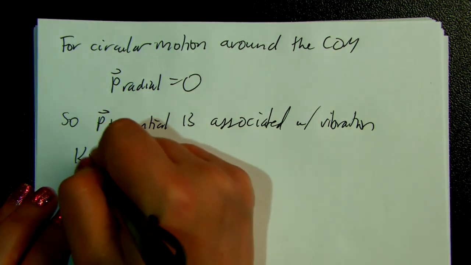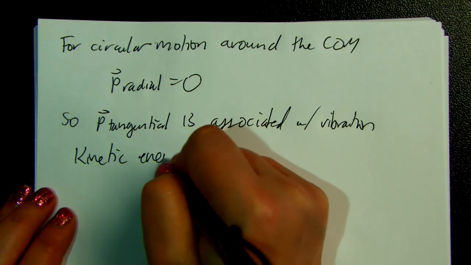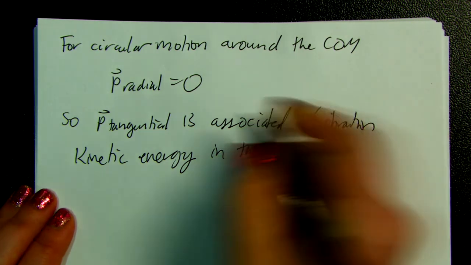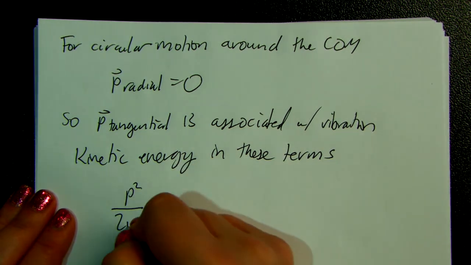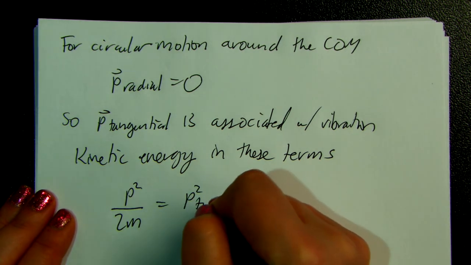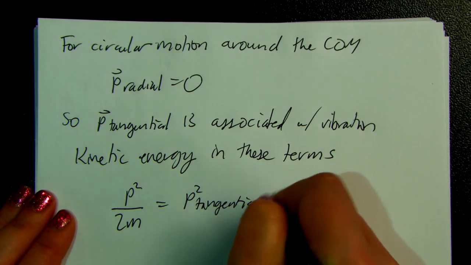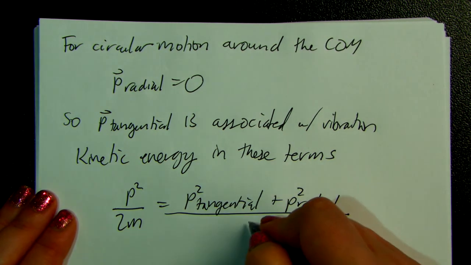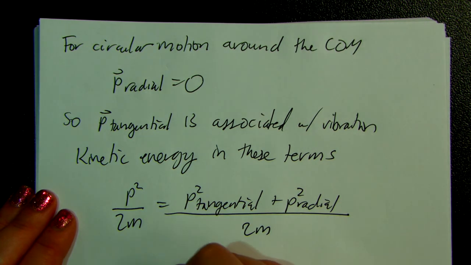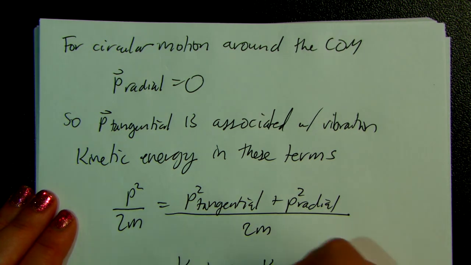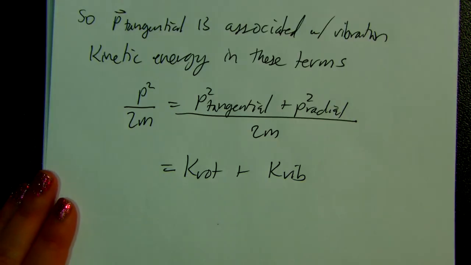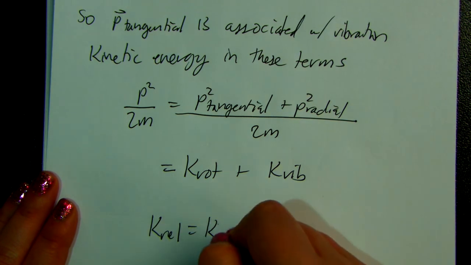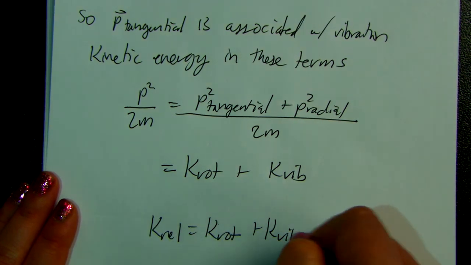So kinetic energy in these terms, P squared over 2m is equal to P squared tangential plus P squared radial, divided by 2m, which is equal to K rotational plus K vibrational. And this brings us back to K relative being equal to K rotational plus K vibrational.